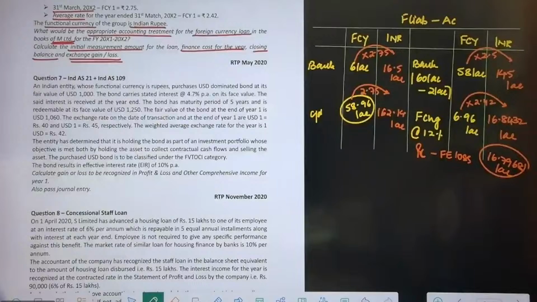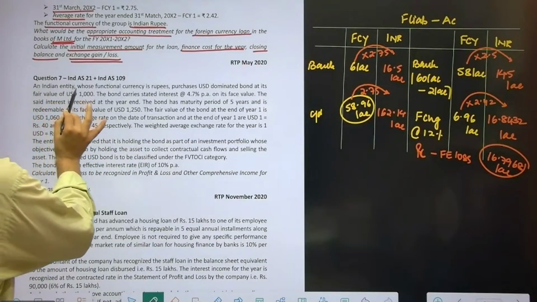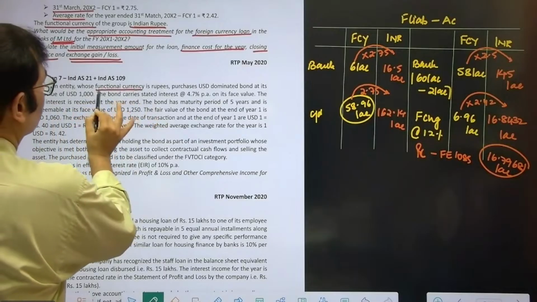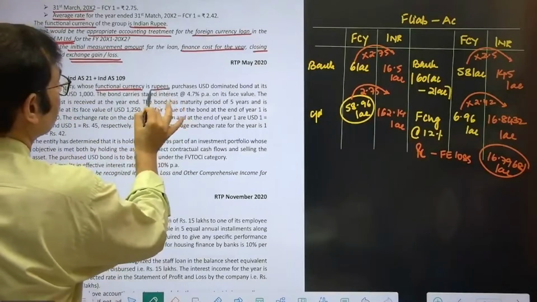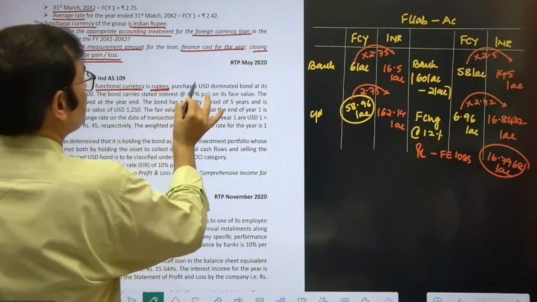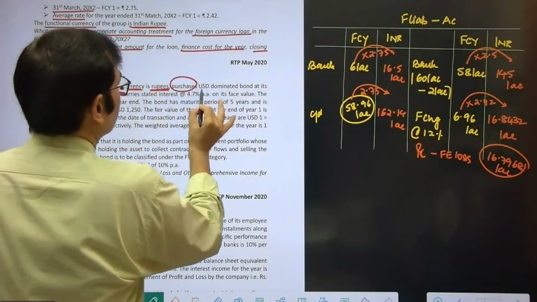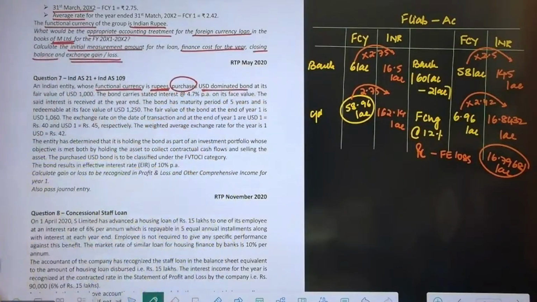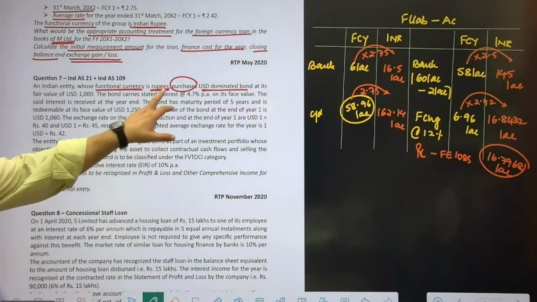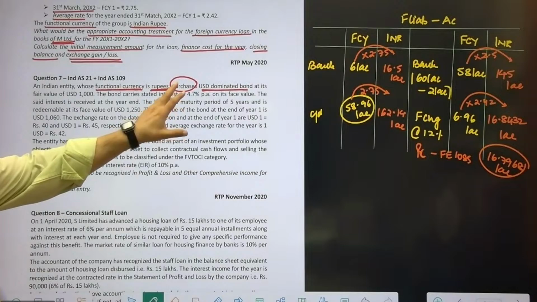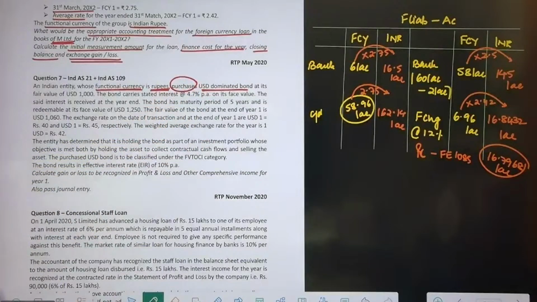And this is also an RTP question, November 2020. So let's now read this particular question, quite a similar question, but of course the category is going to undergo a change. It says an Indian entity whose functional currency is INR purchases a USD denominated bond. Is this an asset or is this a liability? I made a purchase, so it is definitely a financial asset.